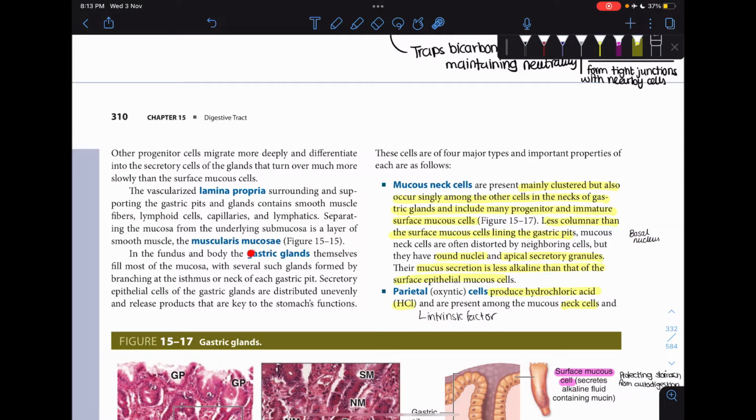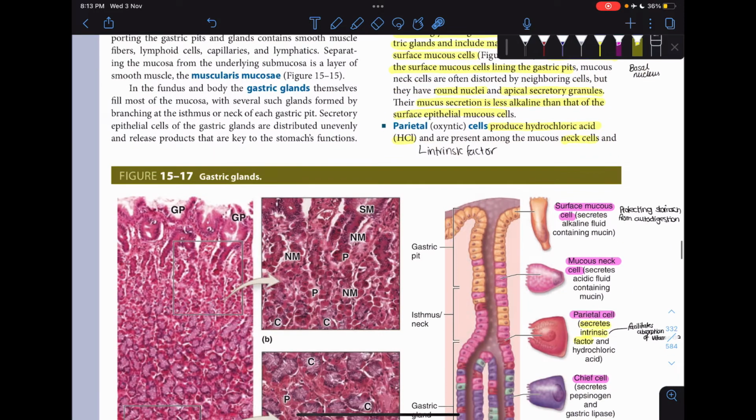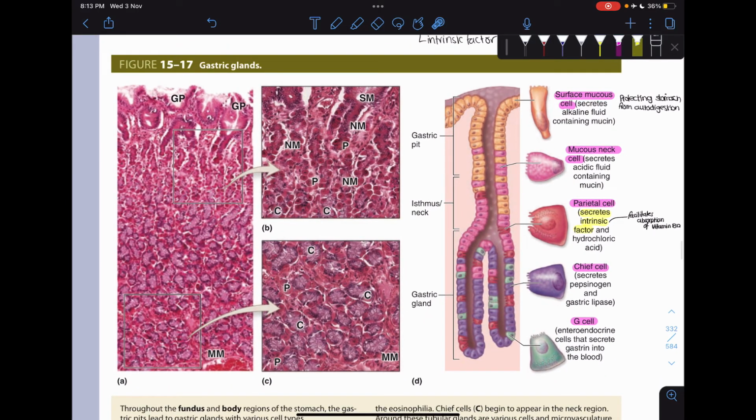In the fundus and body, the gastric glands themselves fill most of the mucosa, with several such glands formed by branching at the isthmus or the neck of each gastric pit. Secretory epithelial cells of the gastric glands are distributed unevenly and release products that are key to the stomach's functions. We will talk about these cells now and their important functions, but before that, let's look at this picture, a quick summary of what we are going to discuss.